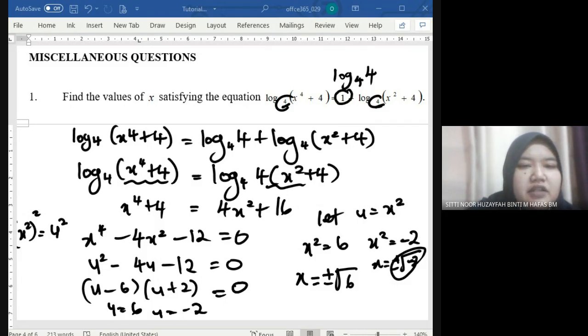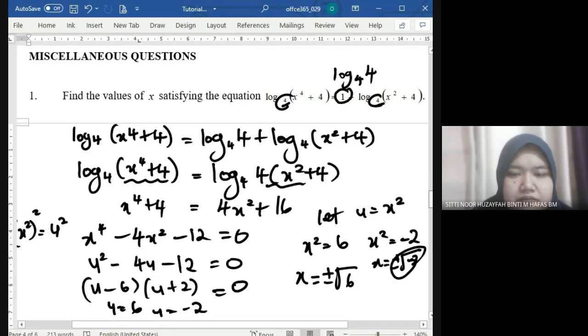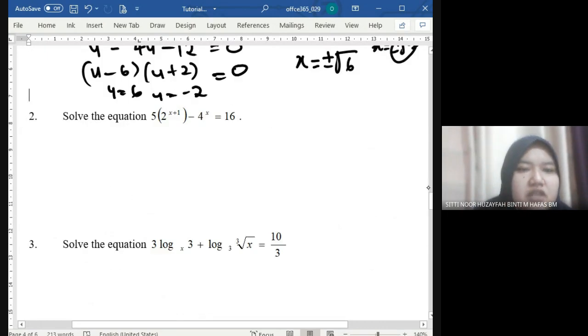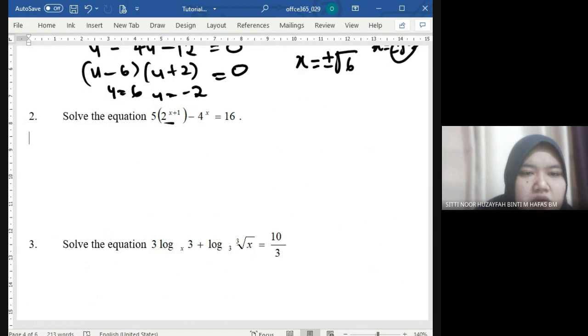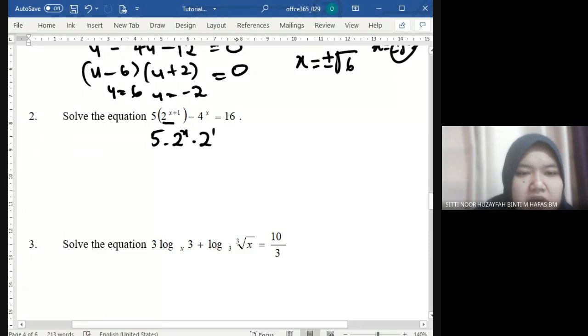And then for question number 2, solve the equation. So I will give some hint on D. Because we have this 2 to the power of x plus 1, we can separate it into 2 to the power of x multiplied by 2 to the power of 1. And then this 4 to the power of x also can be represented in the form of base 2. So it will be 2 to the power of 2, to the power of x, equal to 16.